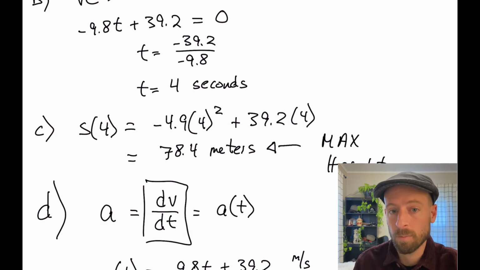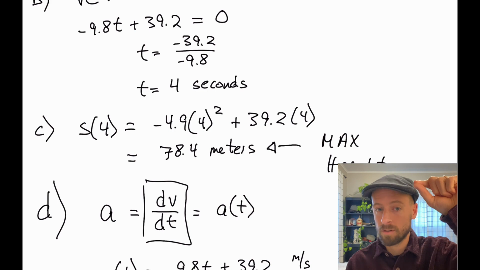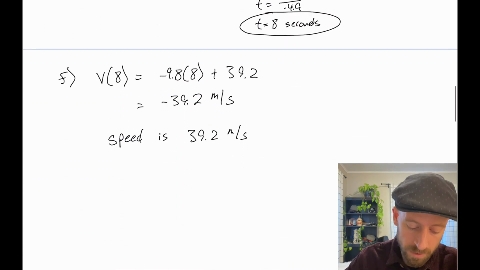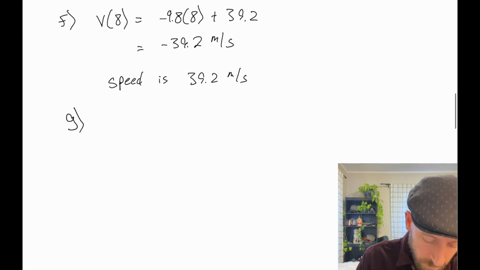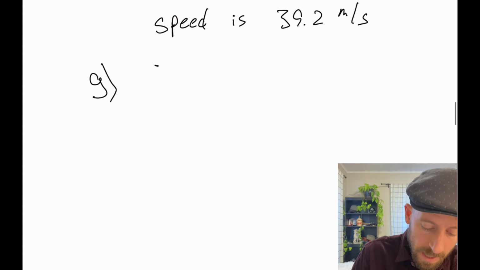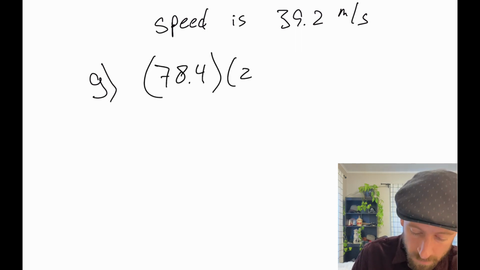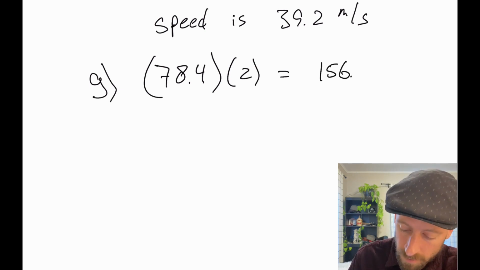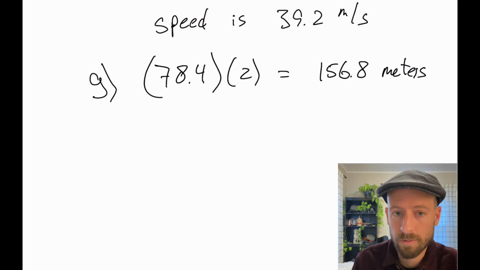And so if we just double that, the distance traveled to get all the way to the top is going to be the same as it goes all the way back down. So if we just double 78.4, we're going to get the total distance traveled. So for E, F, G here, 78.4 times 2 is 156.8 meters. So that is the total distance traveled.